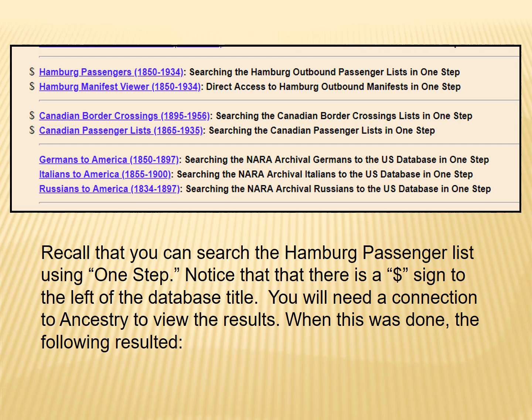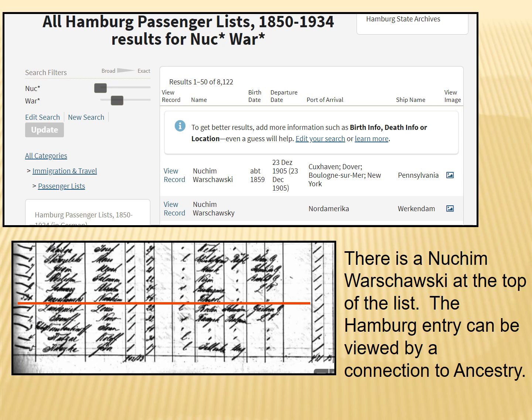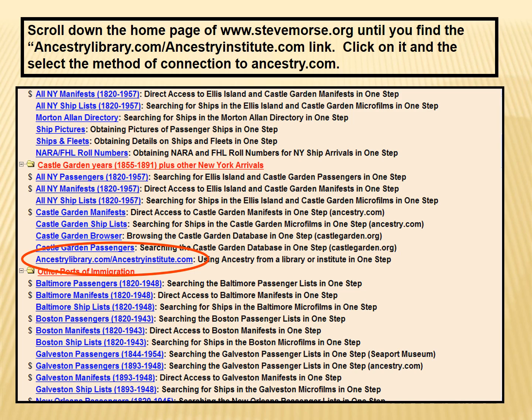Notice that there is a $ sign to the left of the database title. You will need a connection to Ancestry to view the results. When this was done, the following resulted. There is a Newcomb-Warchowski at the top of the list. The Hamburg entry can be viewed by a connection to Ancestry. When the manifest was displayed, we can see Newcomb-Warchowski with the red underline and the same place of origin as listed on Ellis Island. Here is how to make a connection to Ancestry.